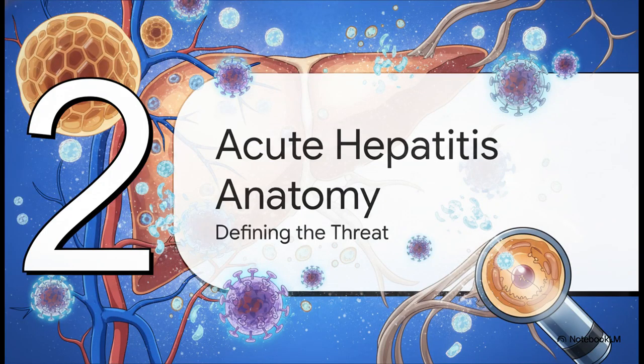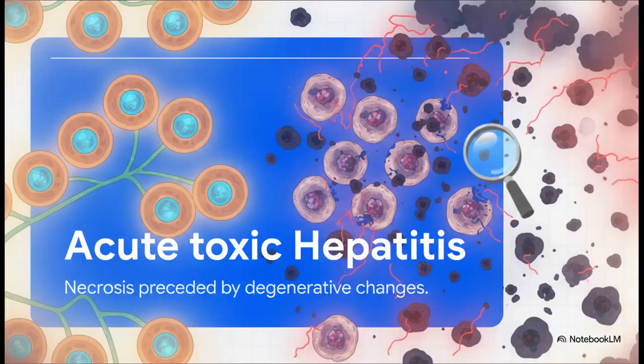Moving right along to Section 2, Anatomy of Acute Hepatitis. Let's define the threat. Now, the absolutely crucial point here is defining what we actually mean when we talk about acute toxic hepatitis. Notice the distinction we're making. It's characterized by necrosis, which is cell death, but specifically necrosis that is preceded by degenerative changes, meaning before the liver cells actually die, they go through a very specific, observable sequence of degeneration. It's a gradual, step-by-step breaking down of the cellular defenses long before total collapse.